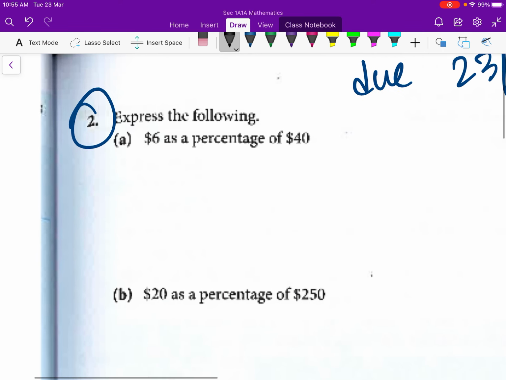Okay, so this was our last homework question. Express as the following. $6 as a percentage of $40. Okay, so $6, if you cover this part, as a percentage of $40, $6 out of $40, that is actually a fraction. 6 out of 40. Okay, so we're going to write down 6 out of 40 with the units.